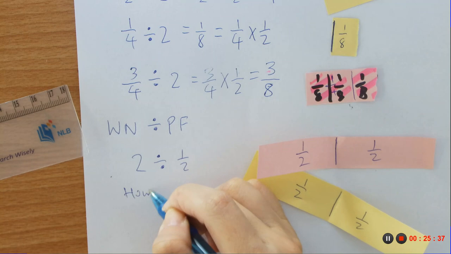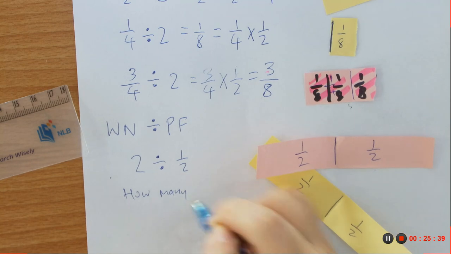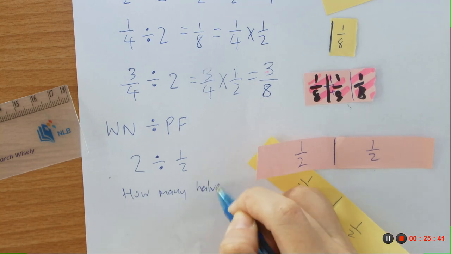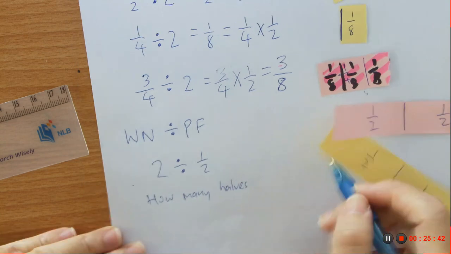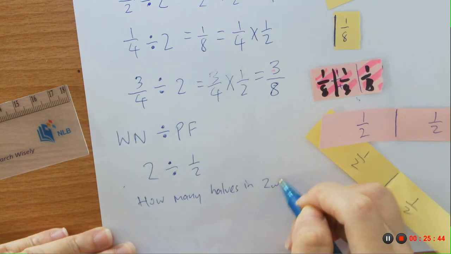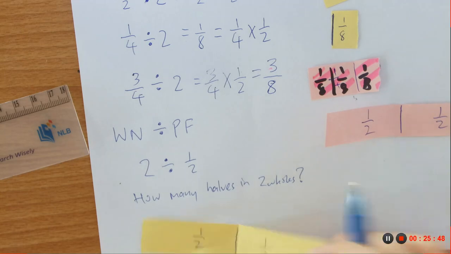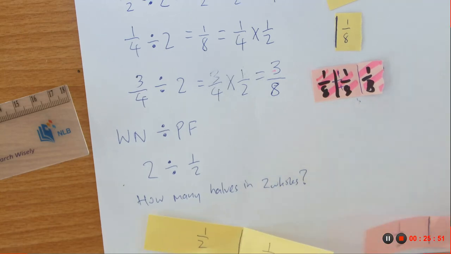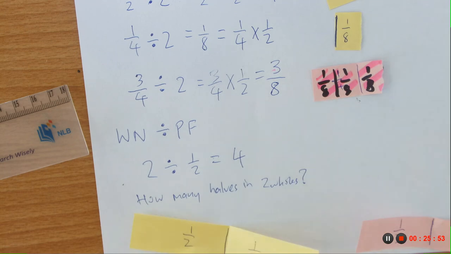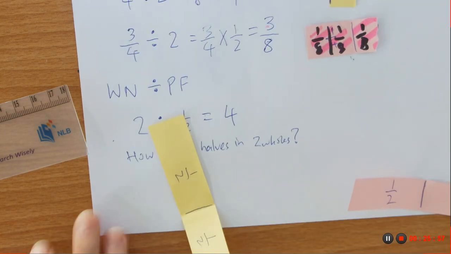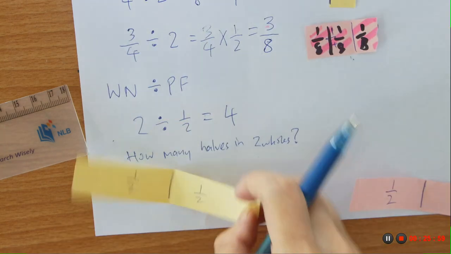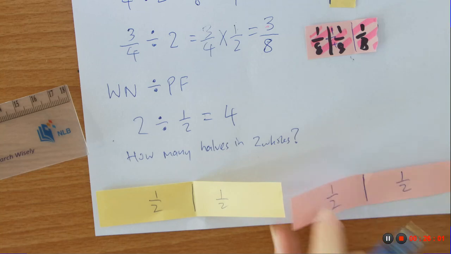How many halves are there in 2 wholes? That is the key question. How many halves are there in 2 wholes? The answer is 4. How many halves are there in 2 wholes? The answer is 4. How do I get that? Can you see? 4 halves here.